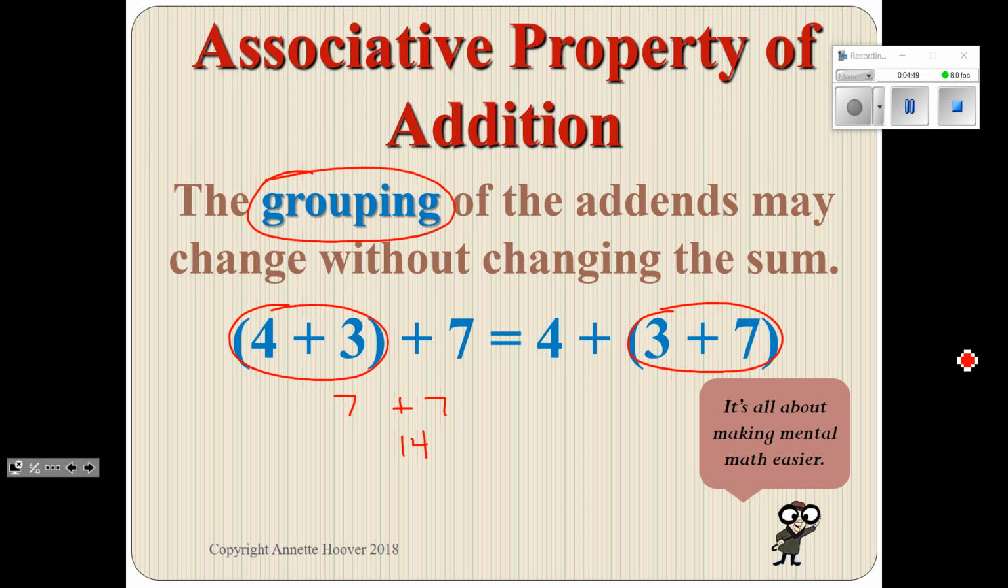But over here, if we decide to regroup it and say, hey, instead of adding 4 plus 3 first, let's add 3 plus 7 first because that makes 10, and then 10 plus 4 is 14, and that is much easier. When you have the associative property, you're going to have parentheses. So it may even help in your notes to put parentheses to indicate that to yourself.